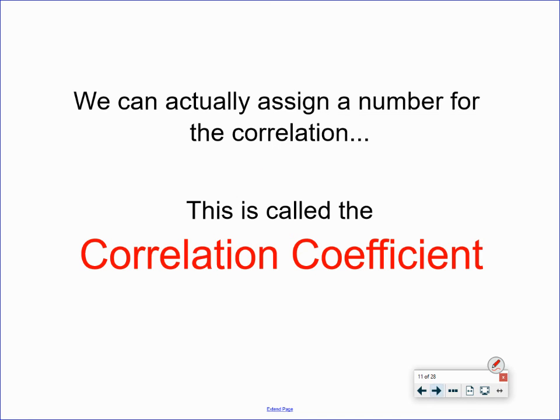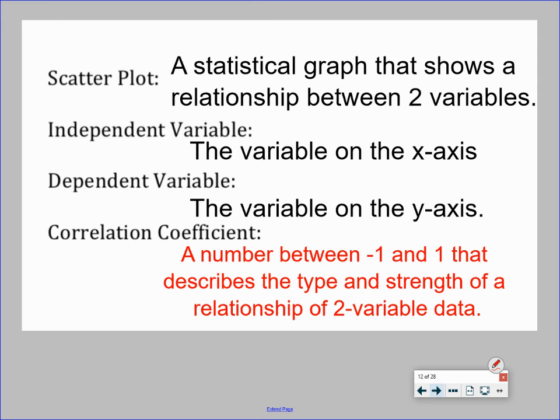There's actually a number assigned for that correlation. That number is called the correlation coefficient. As you enter this data into a calculator or a graph, we would come up with a number here, and we're going to learn how to do that next week. But right now, let's define this. The correlation coefficient is a number between -1 and 1 that describes the type and the strength of a relationship of two variable data.